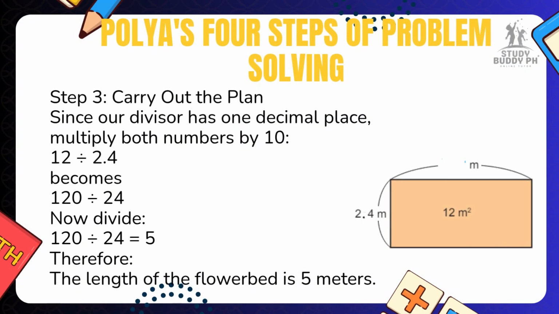Step 3. Carry out the plan. Since our divisor has one decimal place, multiply both numbers by 10. 12 divided by 2.4 becomes 120 divided by 24. Now divide. 120 divided by 24 equals 5. Therefore, the length of the flower bed is 5 meters.